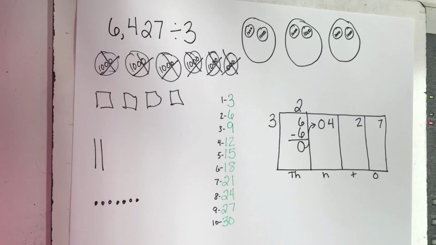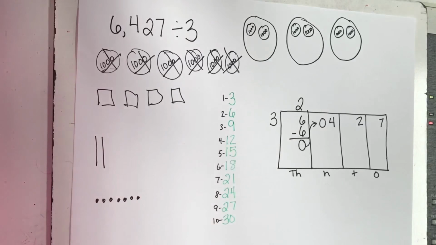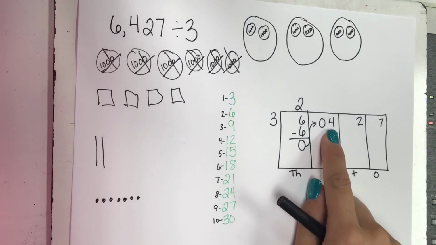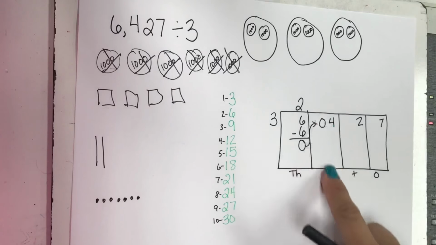Okay? So now, I have how many hundreds? 4. I have 4. 4 thousands or 4 hundreds? Hundreds, because now I'm talking about my hundreds place.